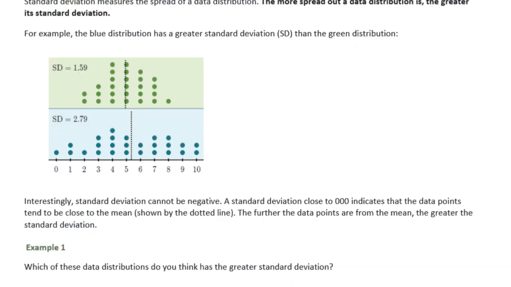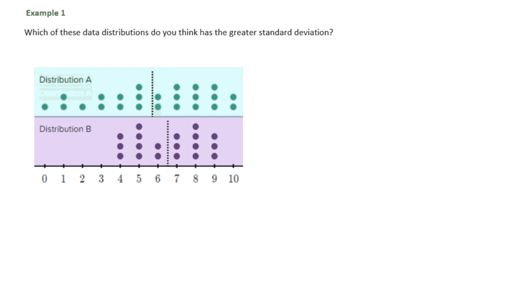So let's take a look at another set of data here. In example 1, it says, which of these data distributions do you think has the greater standard deviation? And for our purposes, we can see A here in green, and we've got this purple one. Select which one you think has the greater standard deviation.